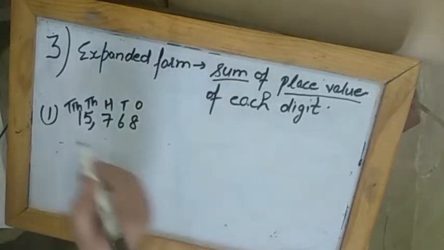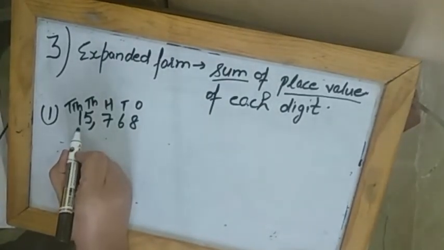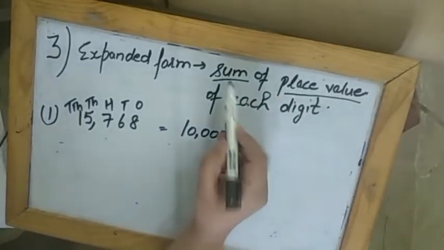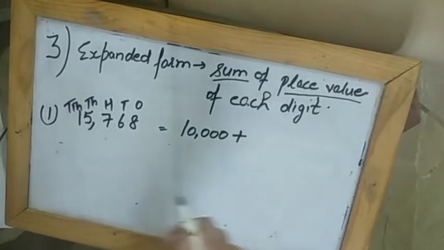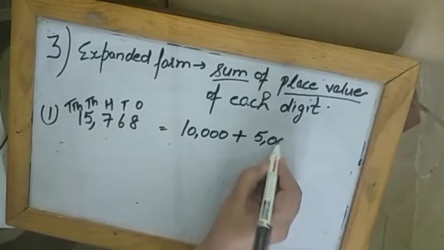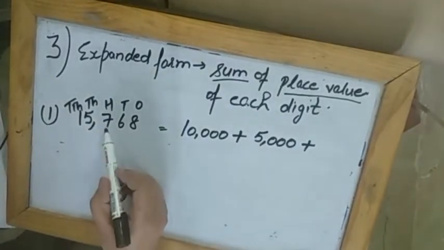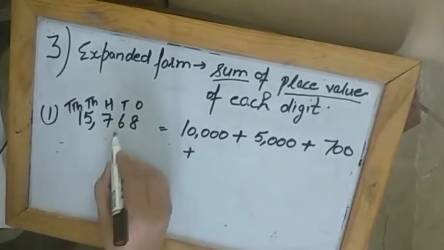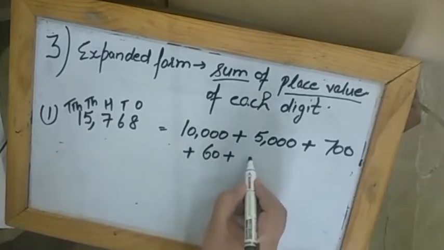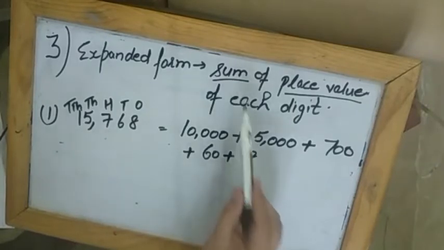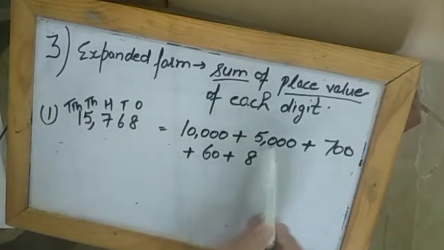I have to write this in expanded form, which means the sum of place value of each digit. Means each digit I have to take, first I will take 1. The place value of 1 is 10,000. So I will write this as 10,000. And sum means to add. To this I will add the place value of the next digit. This is 5,000. Then again add the next digit, which is 700. 700 plus 6 tens means 60 plus 8 ones. This is how we write the expanded form. So expanded form means I have to add the place value of each digit.